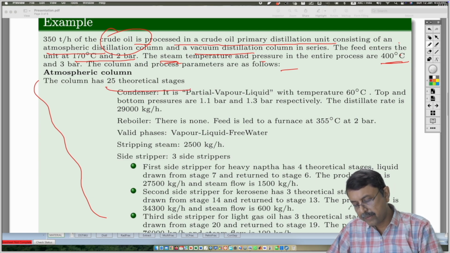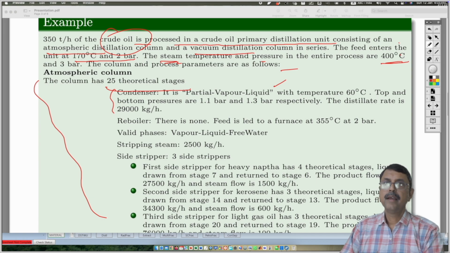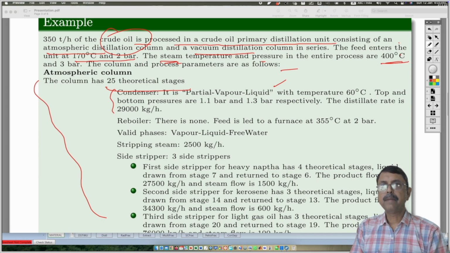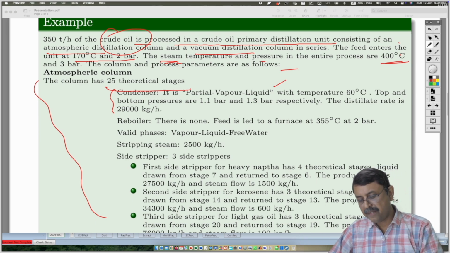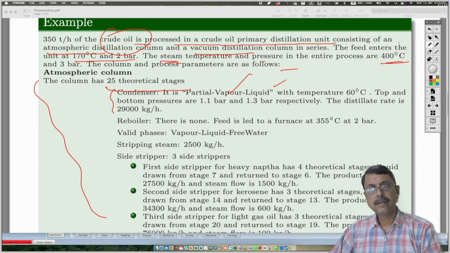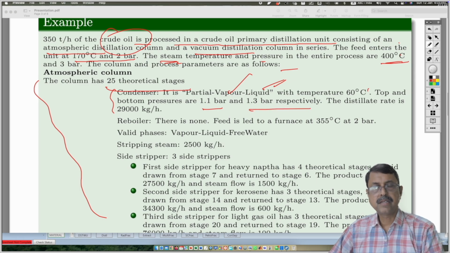It has a condenser. The condenser is of partial vapor liquid type because it condenses liquid, but it has methane also. Methane will not get condensed at that temperature, it will go out. So it is a partial vapor and liquid type of condenser with temperature 60 degrees centigrade. Top and bottom pressures are 1.1 bar and 1.3 bar respectively.